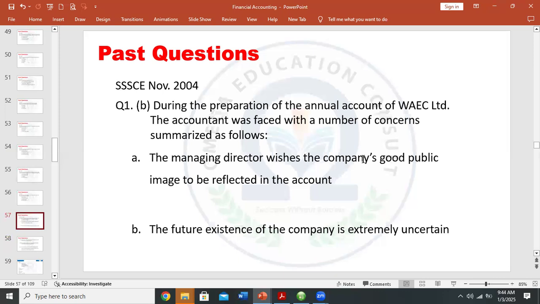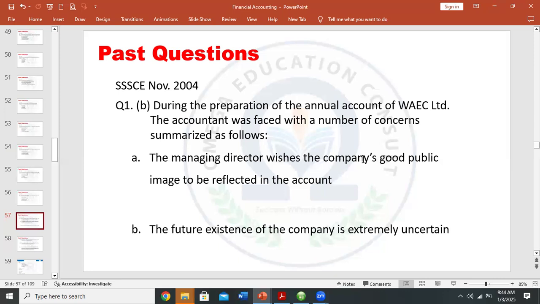So you had B, C, D correct. The first one, it says the managing director wishes the company's good public image to reflect in the account. That is money measurement. Because money measurement says that you only record in the account things that are of monetary value. How do you value good public image of a company? It's difficult to do that.